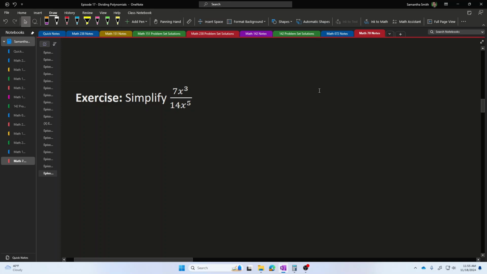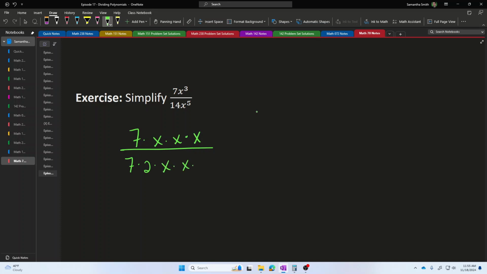In this example, we're asked to simplify 7x cubed divided by 14x to the 5th power. So I could think about that as 7 times x times x times x in the numerator, and 7 times 2 times 5 copies of x multiplied together in the denominator. Now this multiplied 7 and this divided 7 will cancel each other out. Also, this multiplied x will cancel one of these divided x's. This multiplied x will cancel this divided x, and this multiplied x will cancel this divided x.